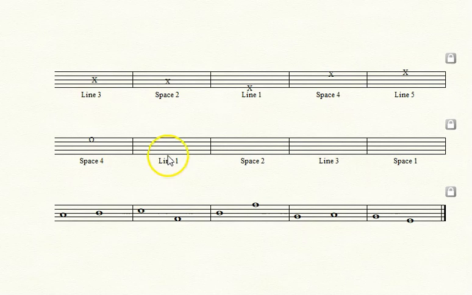This one's easy. Line 1. Next, we will put an O on space 2. Let's count. Space 1, space 2. Here, we will place an O on line 3. Let's count. 1, 2, 3. Lastly, we need an O on space 1. This one's also easy. Space 1.